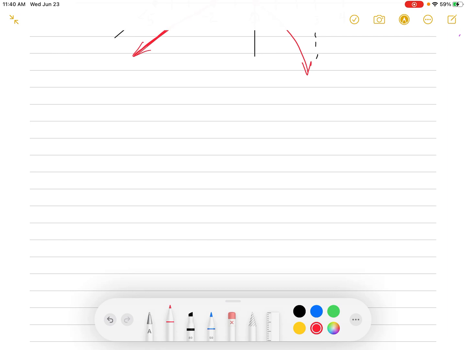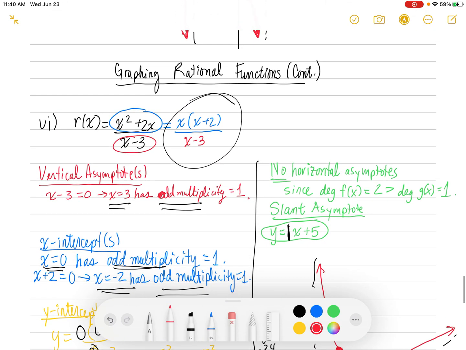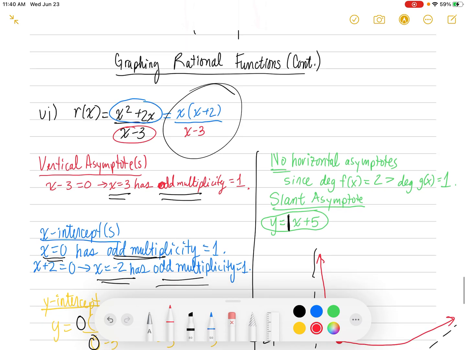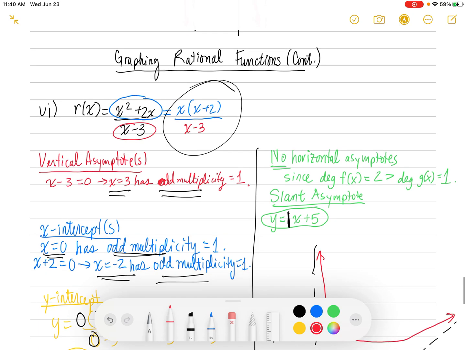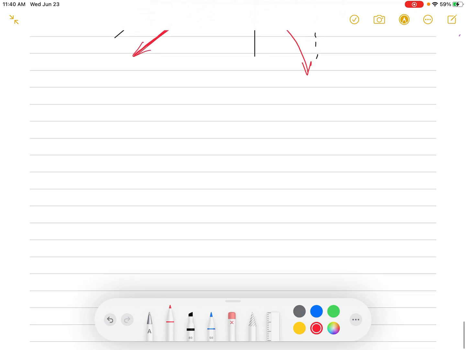Okay, so let's do one more rational function where the top is a little bigger than the bottom by 1. I don't remember which one this was. Okay, this was x squared plus 2x over x minus 3. Okay, I'm going to do another one. That was number 6. Let's do number 7. So here my function is x squared plus 9 over x plus 3.